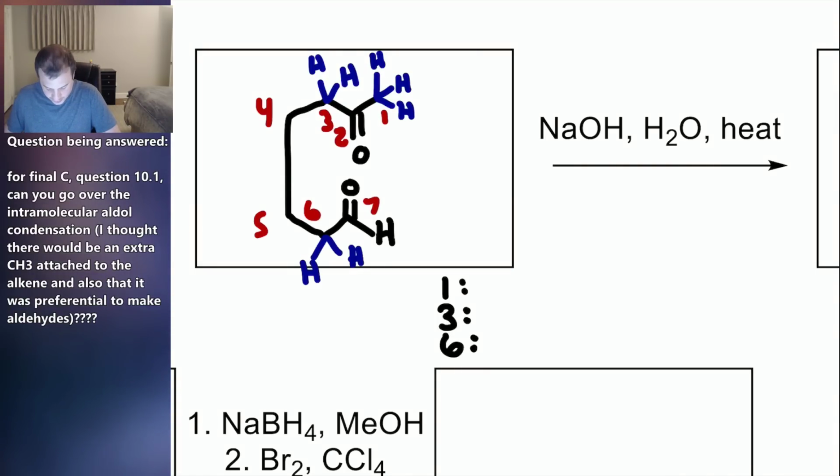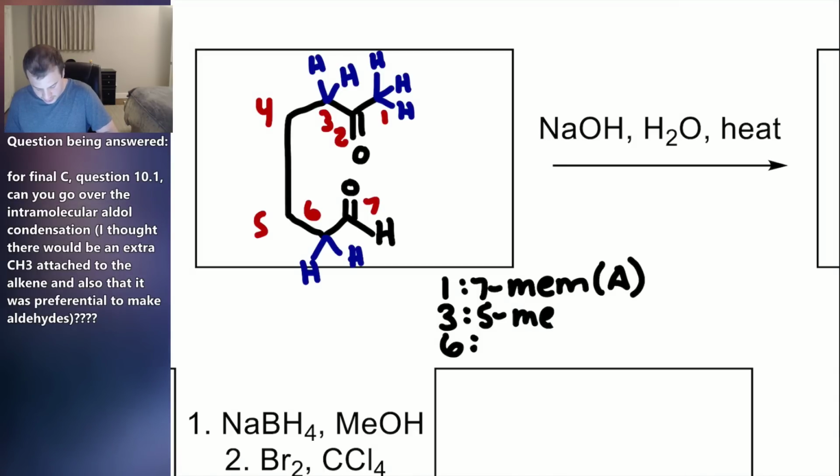Okay, so starting from carbon 1, counting to the nearest carbonyl, 1, 2, 3, 4, 5, 6, 7, a 7-membered ring, that's not great. And we're counting towards an aldehyde. For number 3, 1, 2, 3, 4, 5, we have a 5-membered ring, and we're counting towards an aldehyde. And then for 6, 1, 2, 3, 4, 5, another 5-membered ring towards the nearest carbonyl, counting towards a ketone. So we have a tie there.